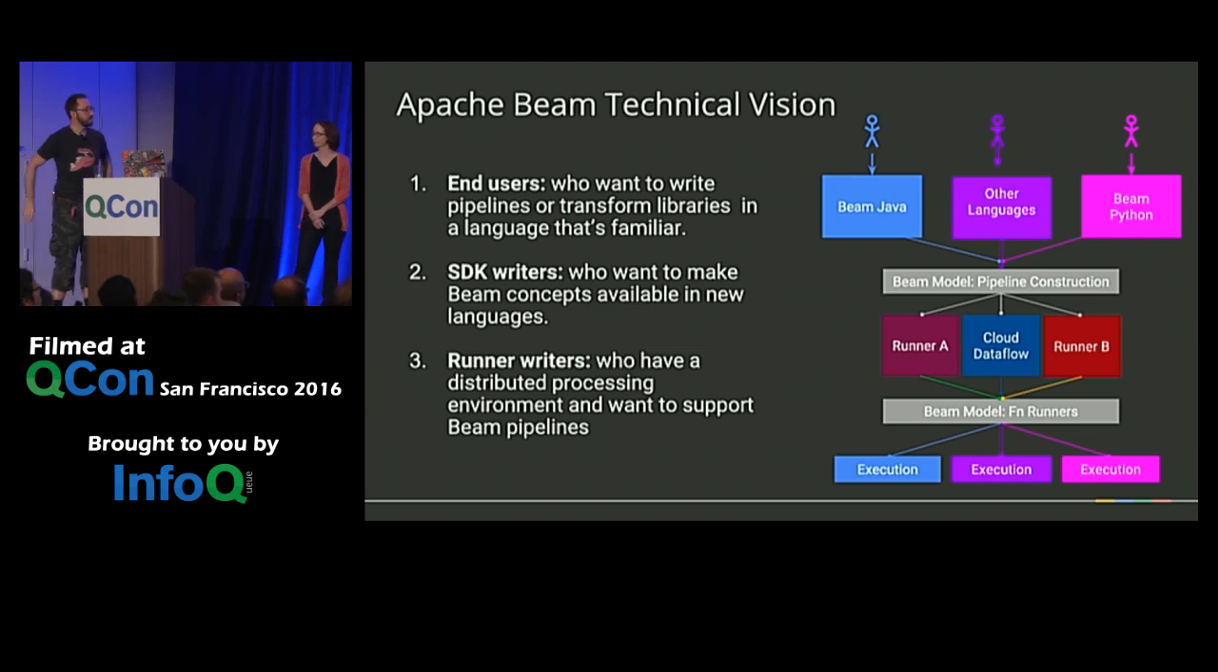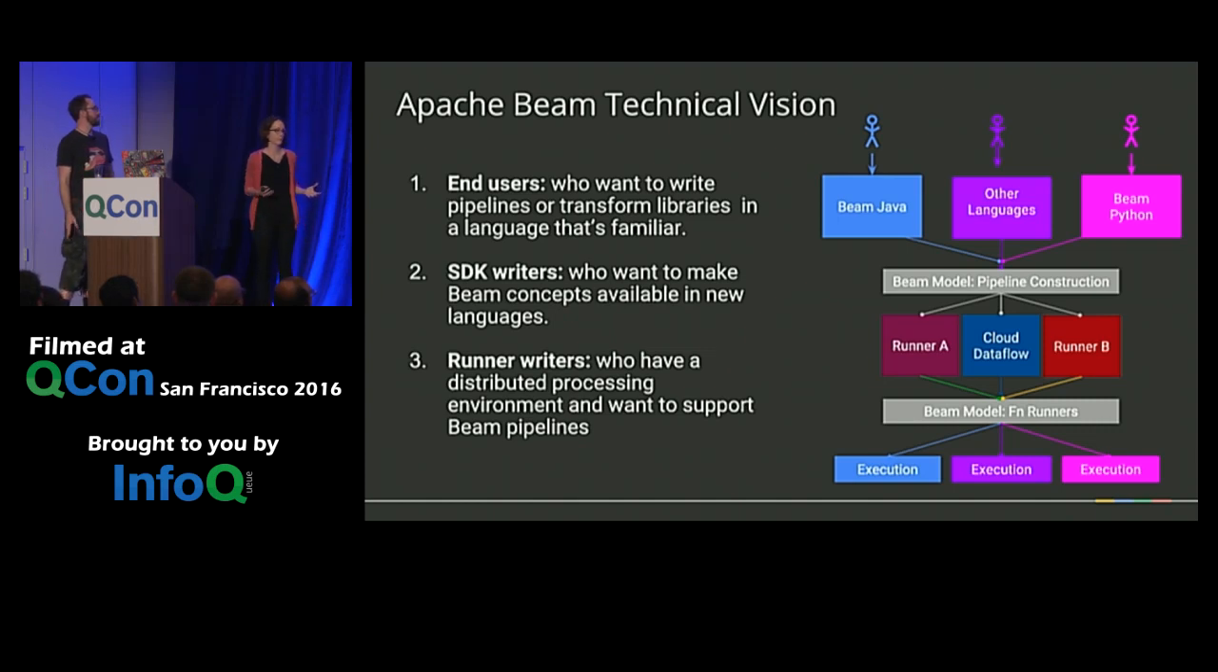The second is SDK writers. So these are the folks that want to make the Beam concepts, the Beam model, available to folks that want to develop in new languages. So you want to have a Go SDK, or you want to have a Visual Basic SDK. Go for it. And then finally, we have the runner communities.